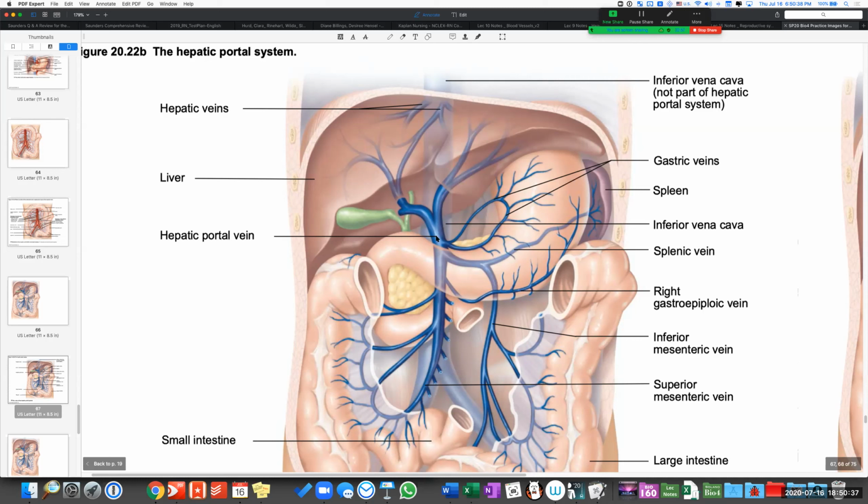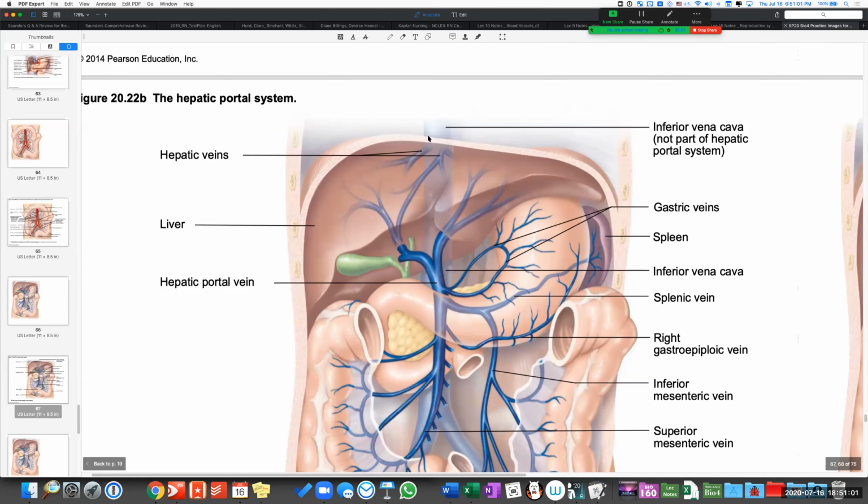pre-detoxified blood, so it still contains the toxins as well as nutrients, right, into the liver where the blood is processed. After the blood has been detoxified, it then drains from the tiny venules into the veins, which then merge to become eventually the hepatic veins. The hepatic veins then drain into the inferior vena cava.